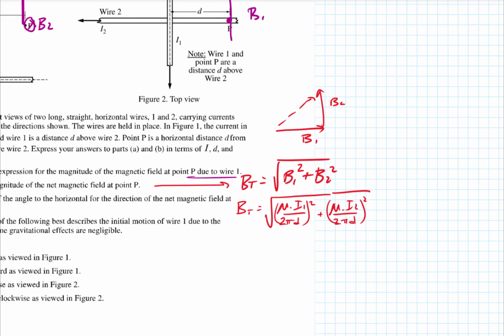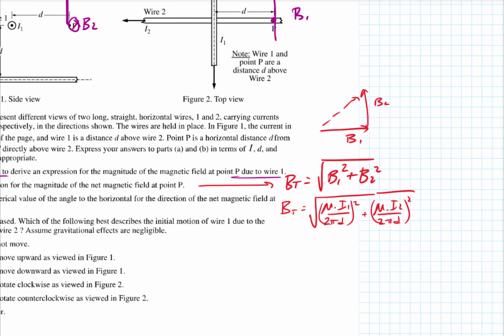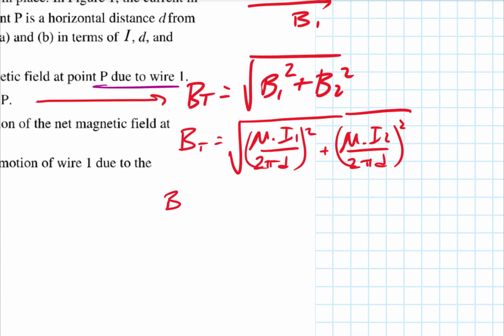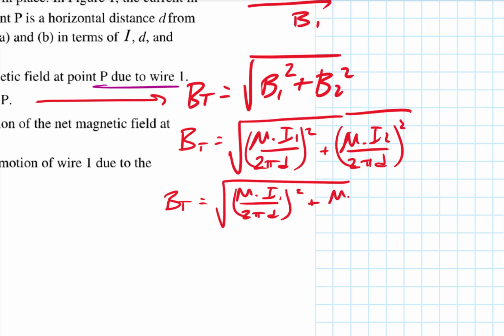Now, they tell us that I2 is equal to twice I1. So let me just zoom in on this. My total magnetic field is going to be the square root of (mu 0 I1 over 2 pi d) squared plus (mu 0 times 2 I1 over 2 pi d) squared.